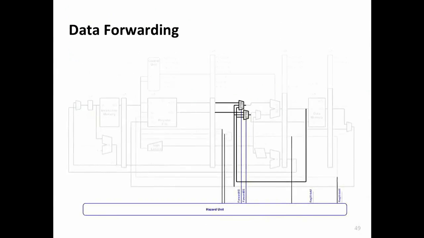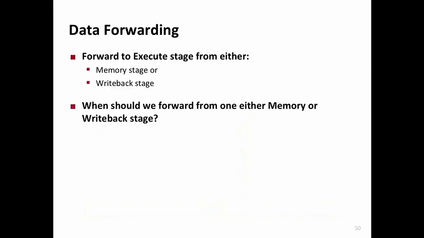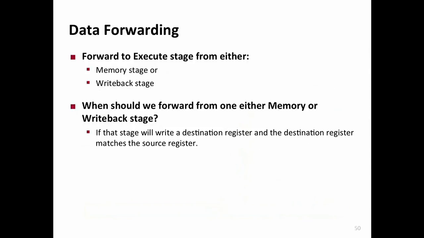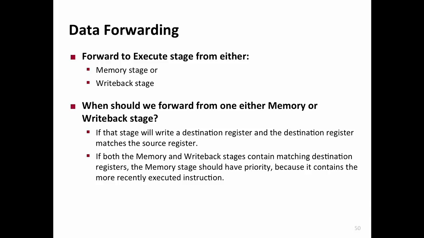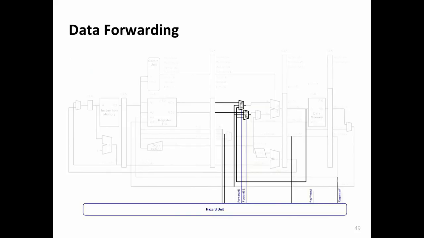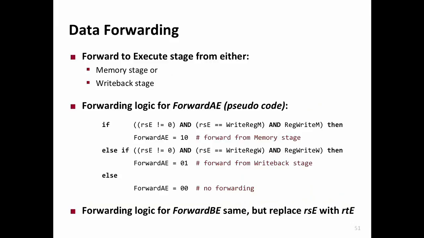Okay, I think we've discussed this basically. You forward to the execute stage from either the memory stage or the write back stage. When should you do that? I think we've already discussed this. If that stage will write a destination register, and the destination register matches the source register that you're trying to read from. And if both of them contain matching destination registers, then the memory stage should have the priority because it contains the younger instruction. You should always forward from the youngest instruction because it overwrites the value that's written by the older one. It's a concocted example over here, because this may write to register 5 and this also writes to register 5. Then this value is kind of dead, you've overwritten register 5. So you can study this on your own, but it's conceptually pretty simple.